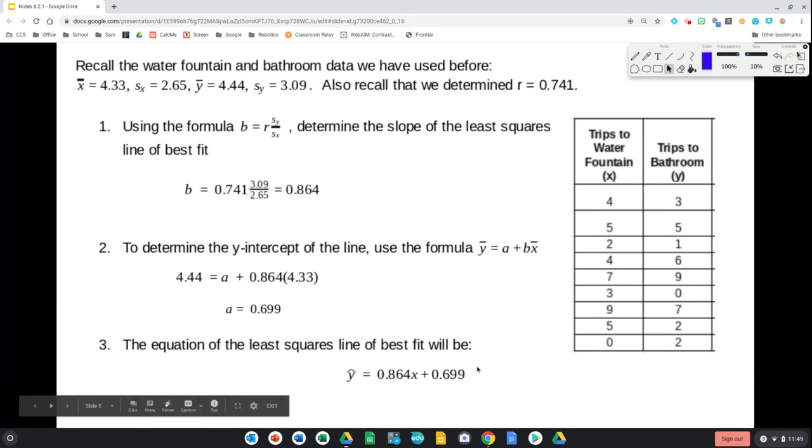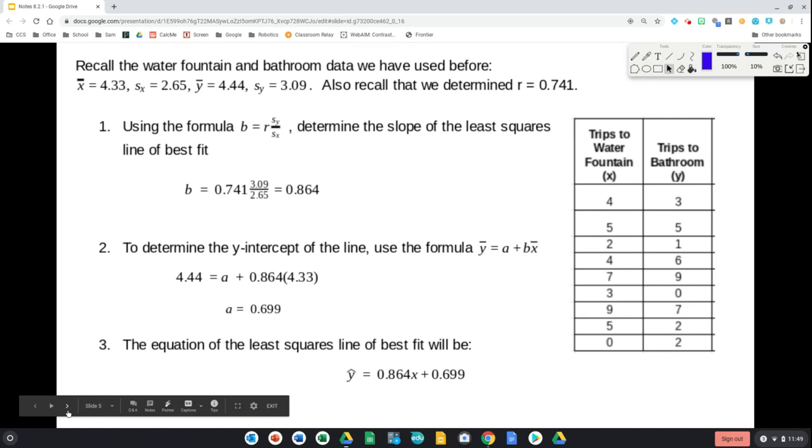So now if I wanted to make a prediction for any other number of trips to the water fountain, I could substitute in my value for x, and I could get my predicted value for y. So that's how we're going to find this least squares regression equation. Even though it's pretty complicated to think about finding all those residual values and squaring them and then finding something that's going to minimize the overall total, that would be a really complicated process. The actual way to find the equation of the line boils down to some pretty easy calculations here.